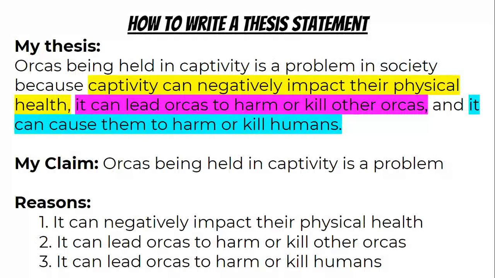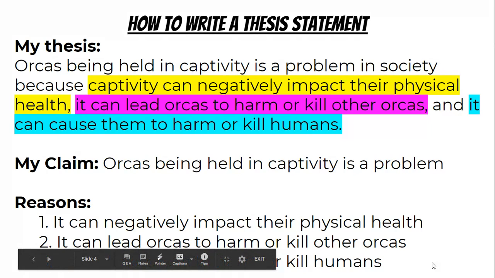So my thesis looks like this. Orcas being held in captivity is a problem in society because captivity can negatively impact their physical health. It can lead orcas to harm or kill other orcas, and it can cause them to harm or kill humans. So my claim is right here. This is my opinion on my topic. Orcas being held in captivity is a problem. I think it's bad. And then I give my 3 reasons.